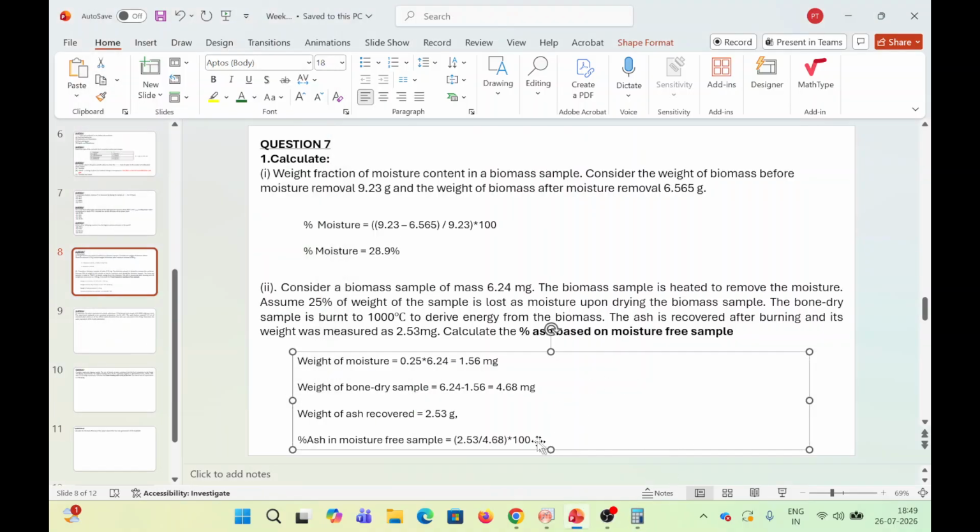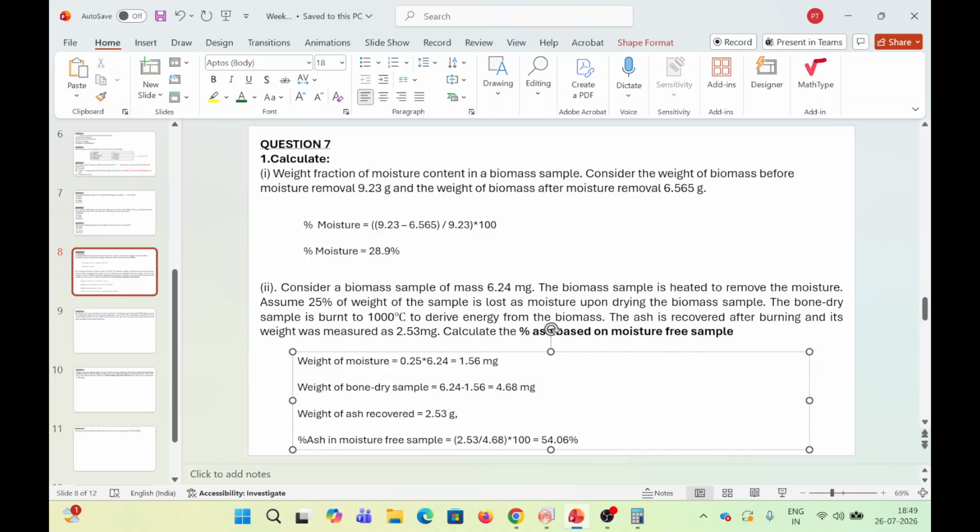54.06 percent. So somebody said 54%. Yes, that's correct. Here the calculation is far simpler because you just need to know the weight of the bone dry sample. Once you calculate the weight of the bone dry sample, then you know the weight of ash that was actually recovered. So the weight of ash divided by the weight of bone dry sample, into 100, gives the percentage of ash on the bone dry, that is moisture free, sample. Both are equally acceptable synonyms.